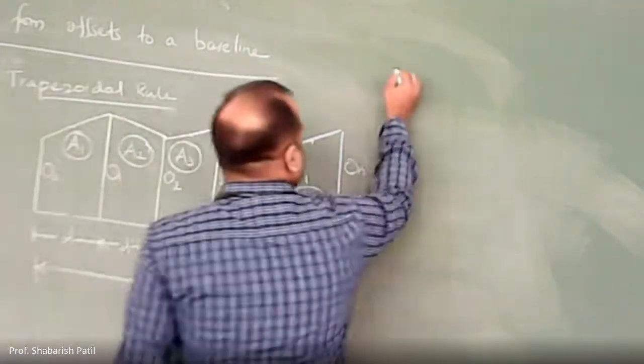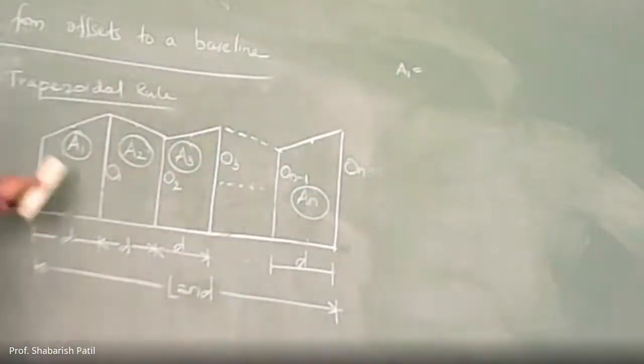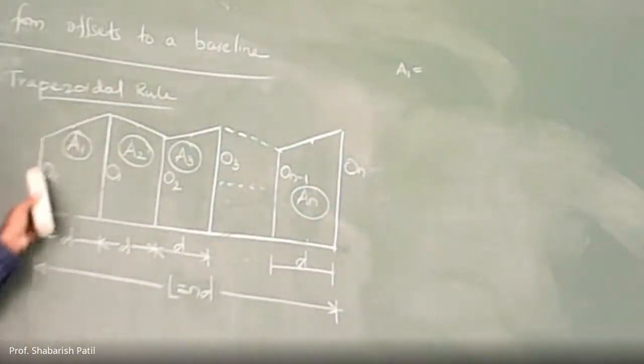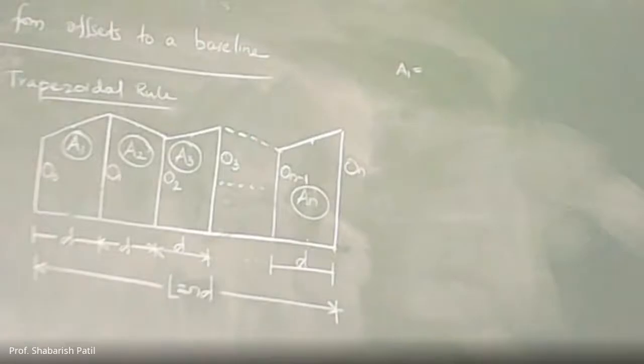Now, what is A1 equal to? Area of the first strip. What is this? This is a trapezoid. What's the formula for the area of a trapezoid? A plus B by 2 into H. What are those A and B in the sketch? O0 and O1.